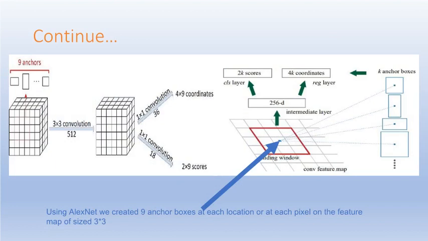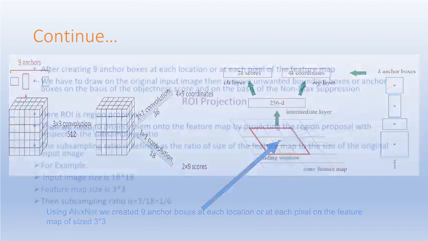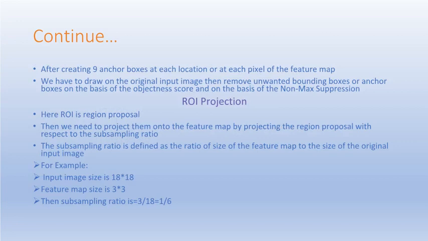Here, using AlexNet, we created 9 anchor boxes at each location or at each pixel on the feature map of size 3x3, and as shown in the image, for the center location or the center pixel we created K anchor boxes, that is 9 anchor boxes. After creating 9 anchor boxes at each location of the feature map, we have to draw them on the original input image, then remove unwanted bounding boxes or anchor boxes on the basis of the objectness score and on the basis of non-max suppression.